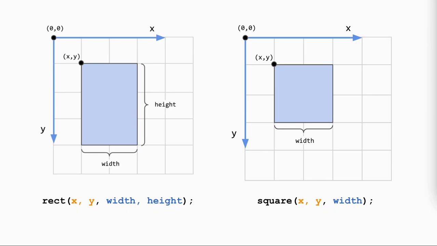The function to draw a square is called square. Similar to the rect function, the square function first needs to be provided with data points, or parameters, for the x and y coordinates where the top left corner of the square should be placed on the canvas. Lastly, it needs a value for the width, since the width and height for squares are the same.